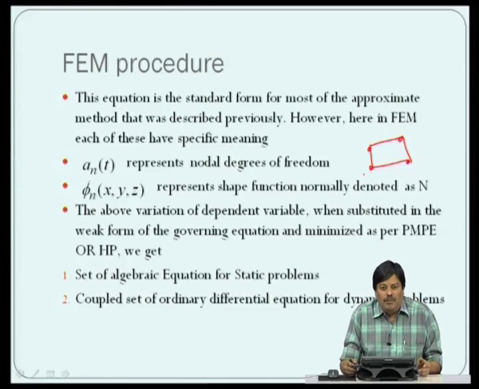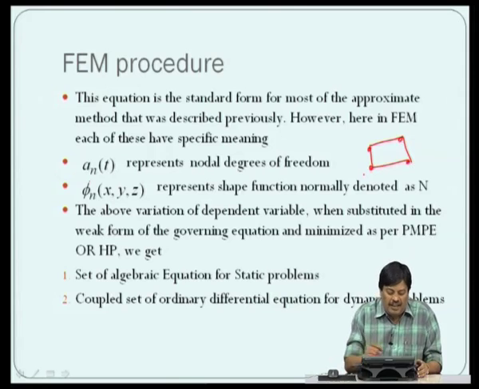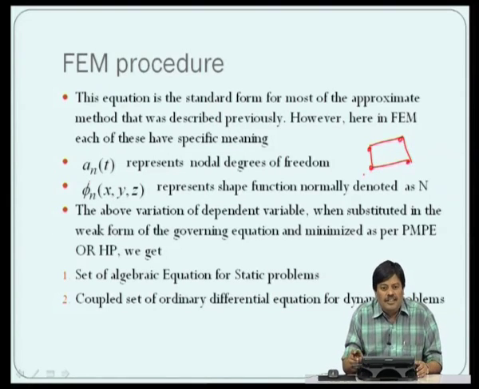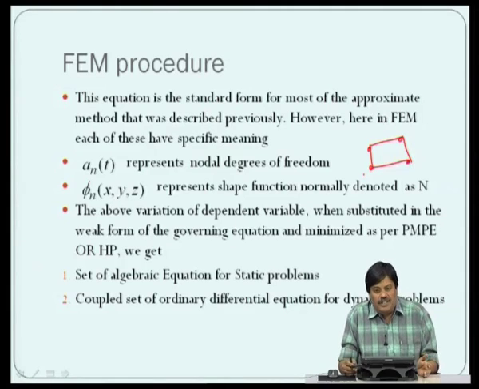And the phi n of x y z represents the shape function, which is normally denoted by N in finite elements. The above variation of the dependent variable, when substituted into the weak form of the governing equation and minimized, we get two sets of problems. If the problem is simple static, that is where a n is just a constant and phi is not a function of t, then we get a set of algebraic equations. If the problem is dynamic, then we get a coupled set of ordinary differential equations.